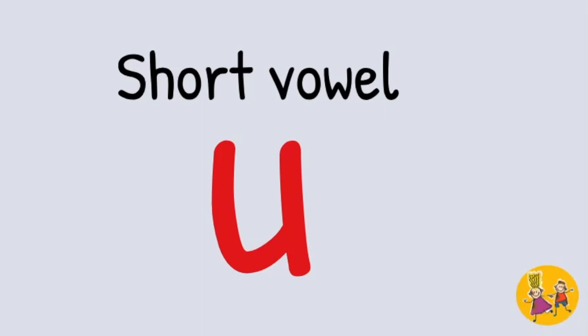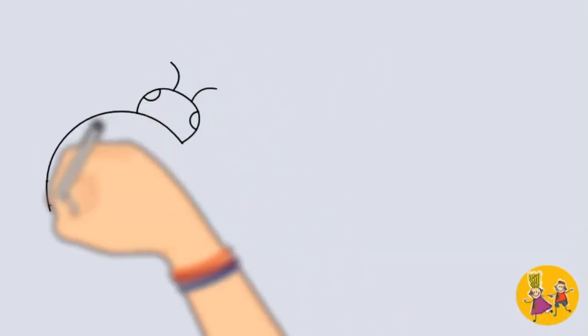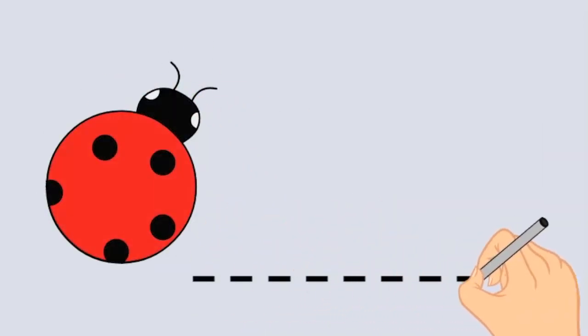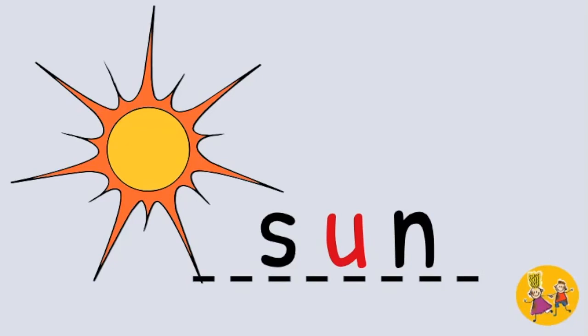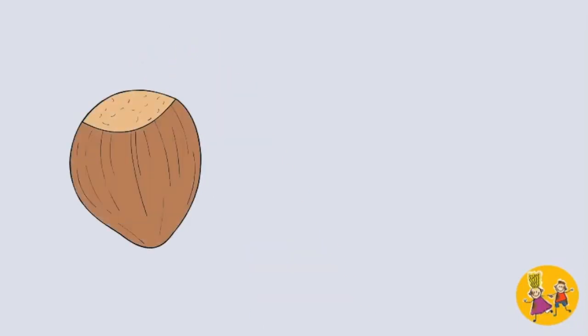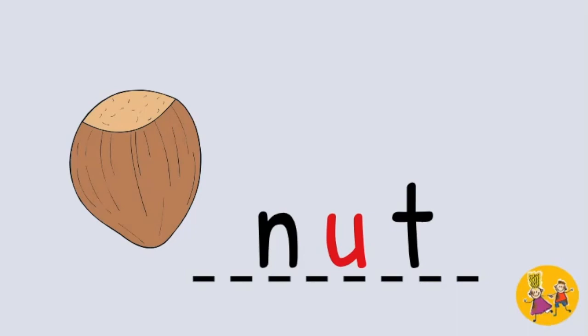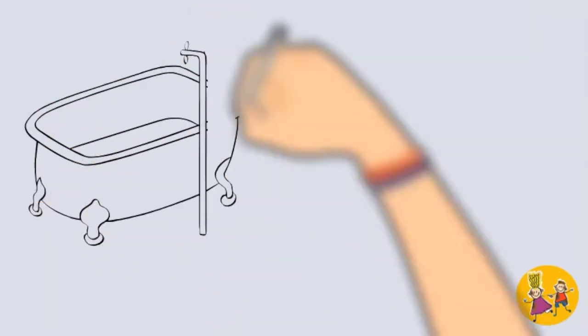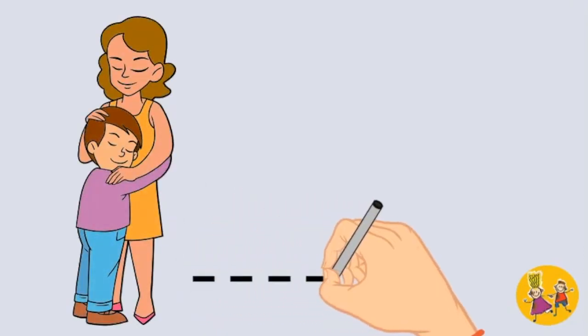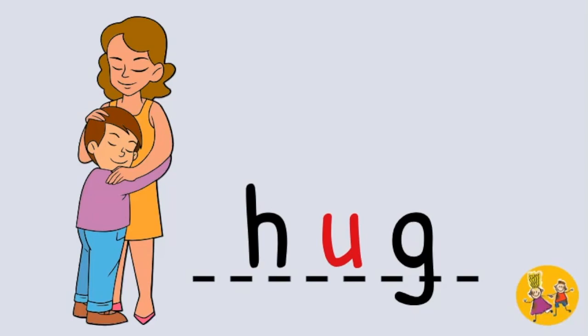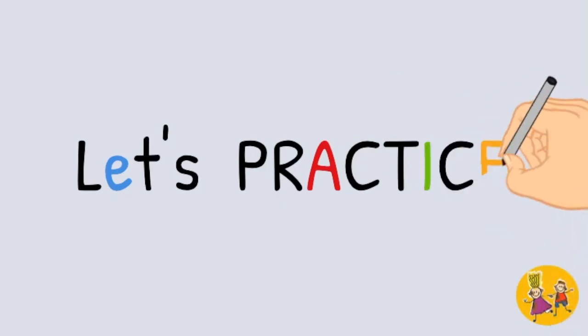Short vowel U makes the sound U. Bug. Sun. Nut. Tub. Well done. Thank you. Last one. Hug. Hug. Let's practice.